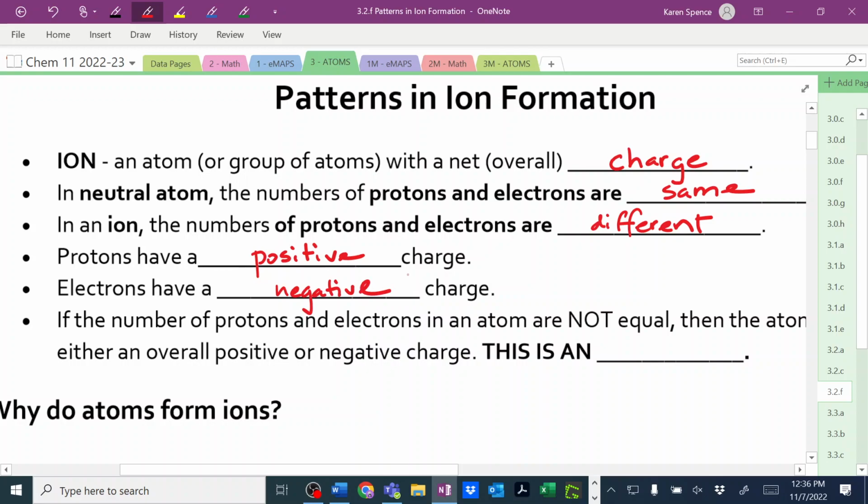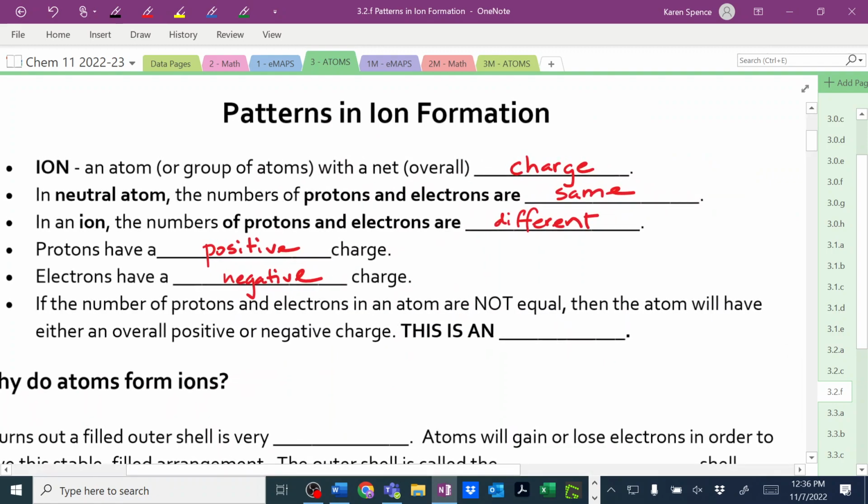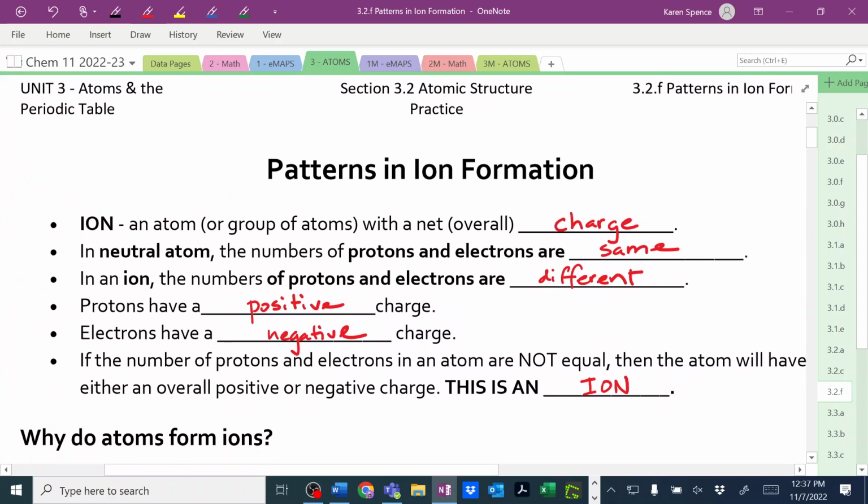If the number of protons and electrons in an atom are not equal, then the atom will have either an overall positive or negative charge. What do we call this? This is an ion. Excellent. Why do atoms form ions? See if you can answer that to your neighbor. Why do atoms form ions?